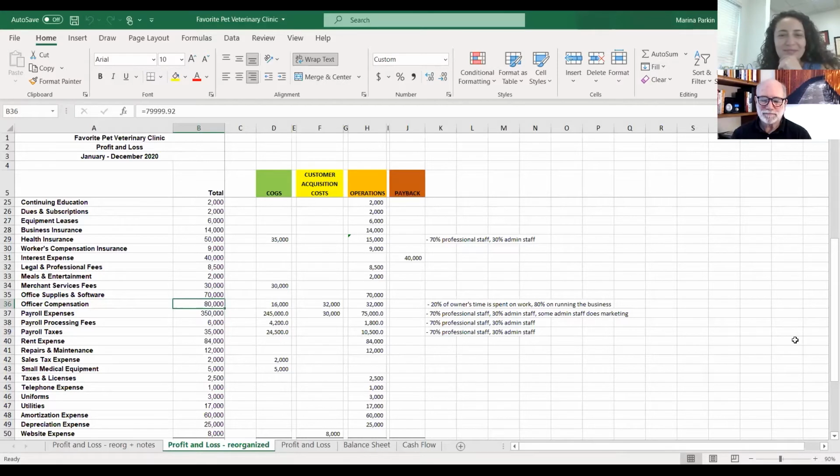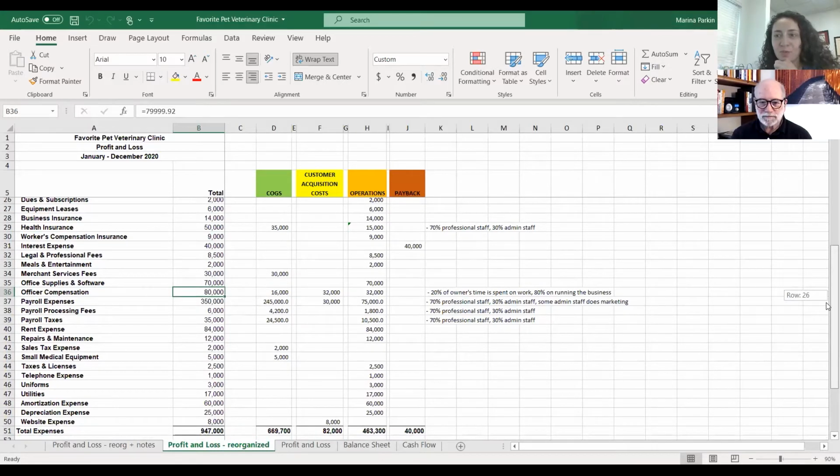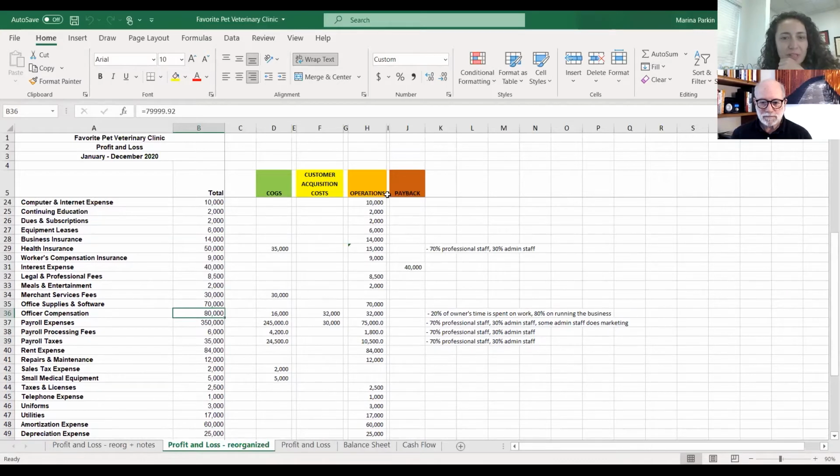That's exactly right. And in this case, I was very happy with the level of compensation that this owner took. And then of course she took some draws as well. So let's see, what else did we have to split out? We had our merchant services fees, which of course were related to the credit card charges.